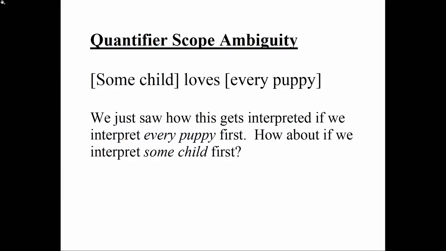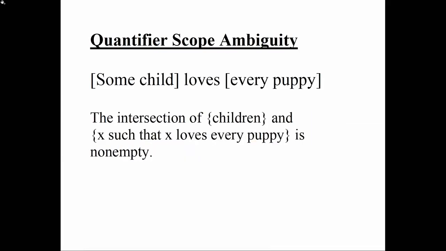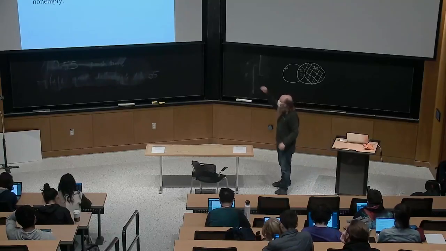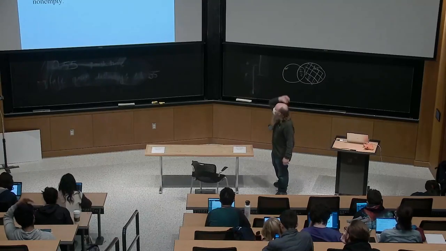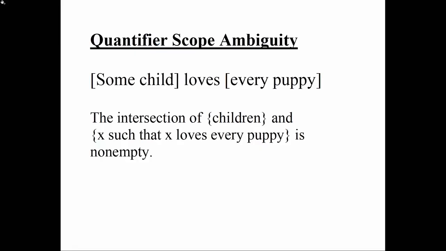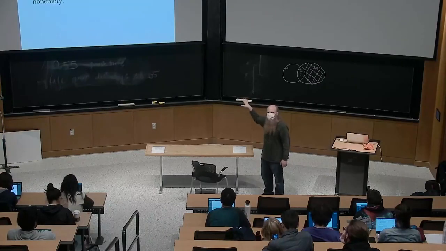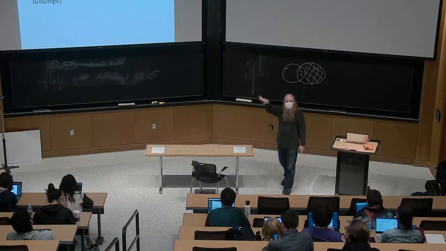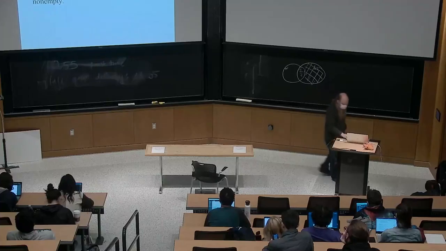What if you interpreted some child first? Well, then you'd be saying, take the set of children and the set of things that love every puppy. That intersection is non-empty. So take a deep breath, because we're about to interpret the second part of that. But even before we do, maybe this is the point at which things are as coherent as they're ever going to get. What this means is there is at least one child that loves every puppy. There's at least one child who's very fond of puppies. That's the other kind of reading we were saying this kind of sentence could have.